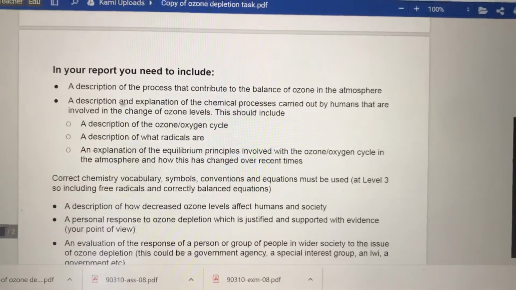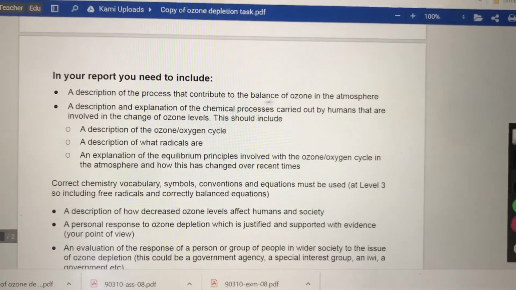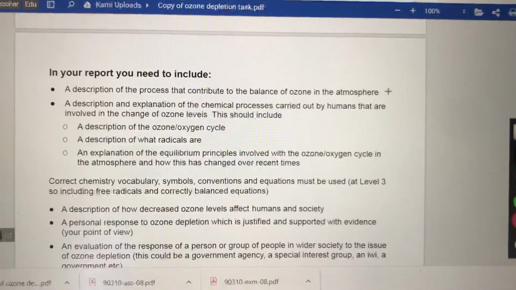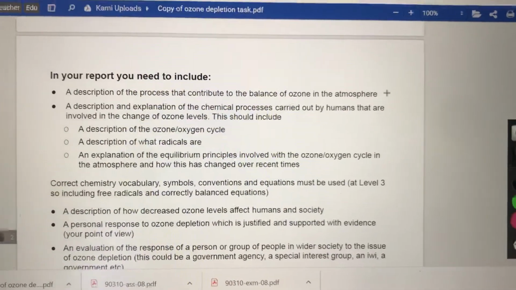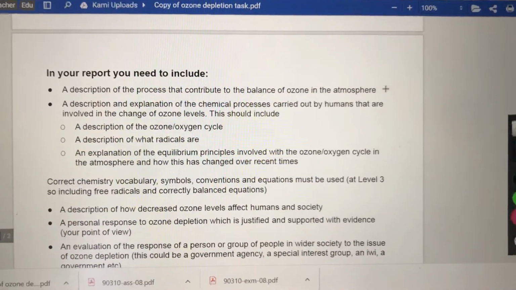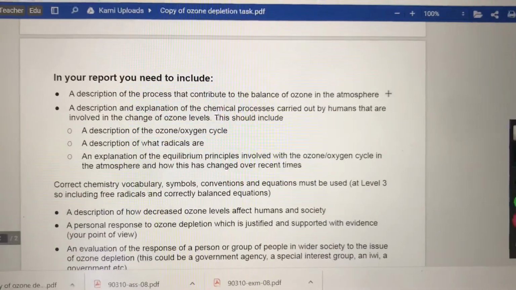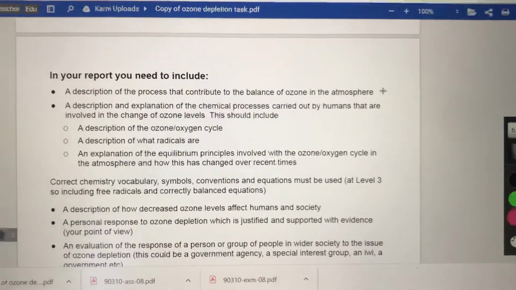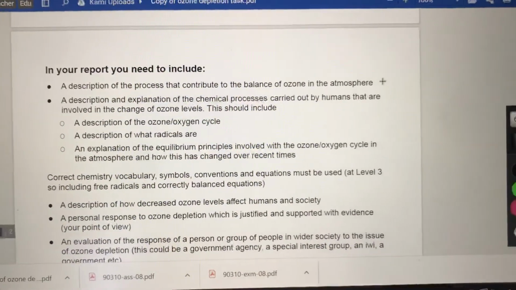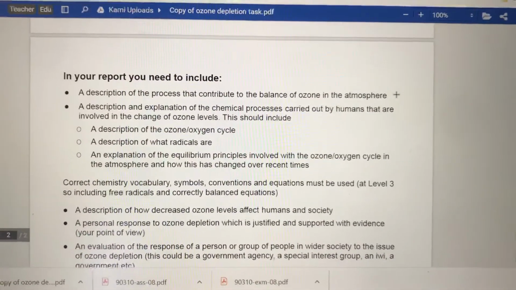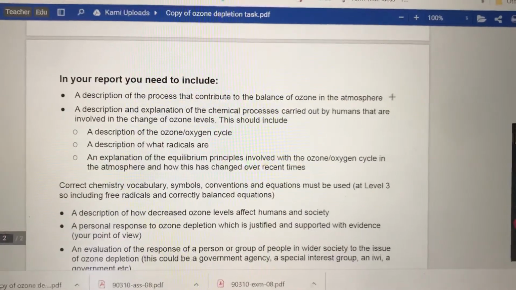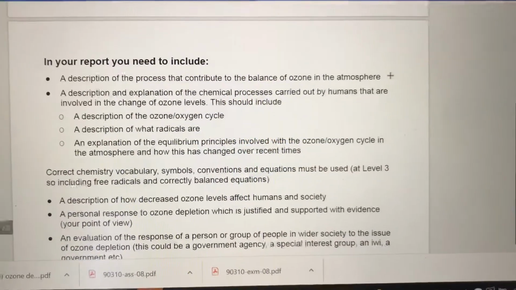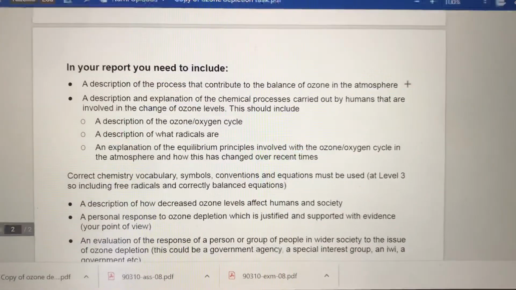So, a description of the processes that contribute to the balance of ozone in the atmosphere. There is a cycle called the Chapman cycle, and I would expect you to really be focusing on this, and on what humans do to alter these chemical reactions and therefore affect the amount of ozone in the atmosphere. You might want to talk about where the ozone is found. You might want to talk about the layers of the atmosphere. There's plenty of background that you can do, although you don't want to go too much into those.